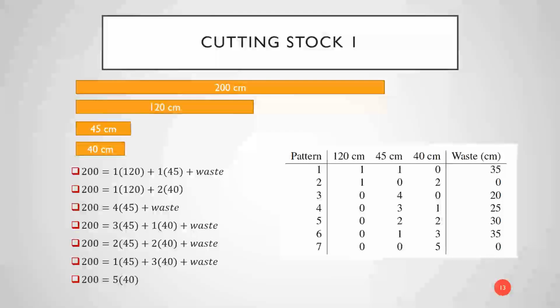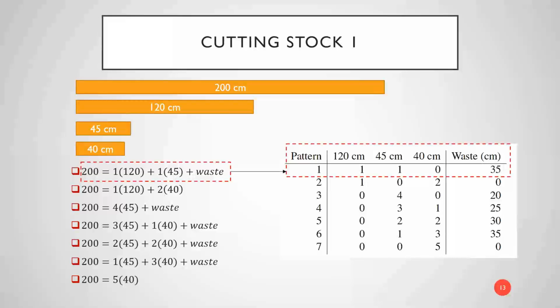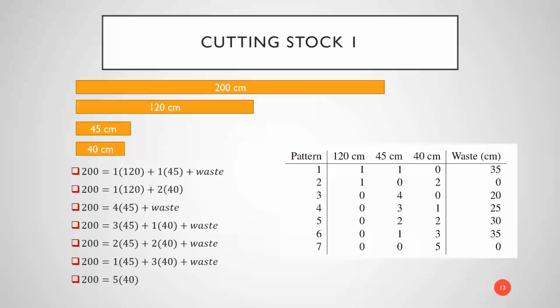All right, let's make an example for this purpose. With a 200 centimeter dowel, I can get one 120 and one 45 plus an amount of wastage equal to 35. The other pattern can be, well, 120 and 40 with 0 amount of waste. And following the same logic, we can create 7 different patterns, as you can see.